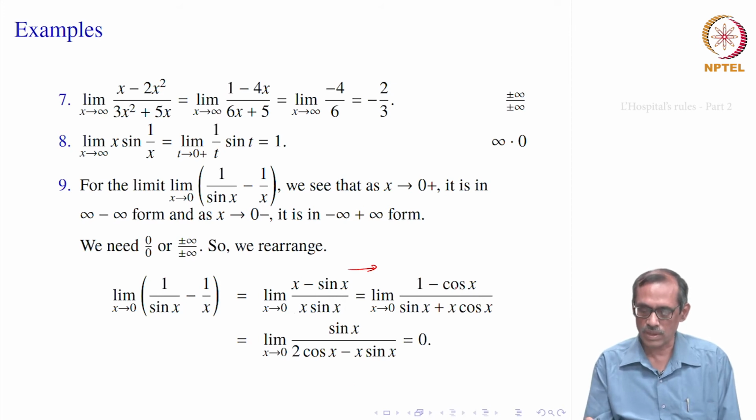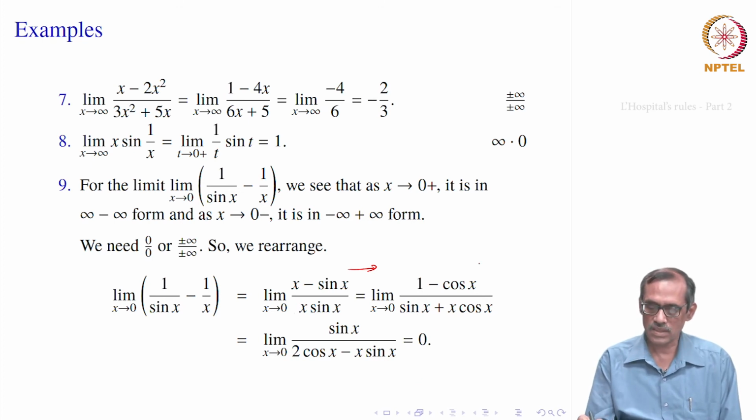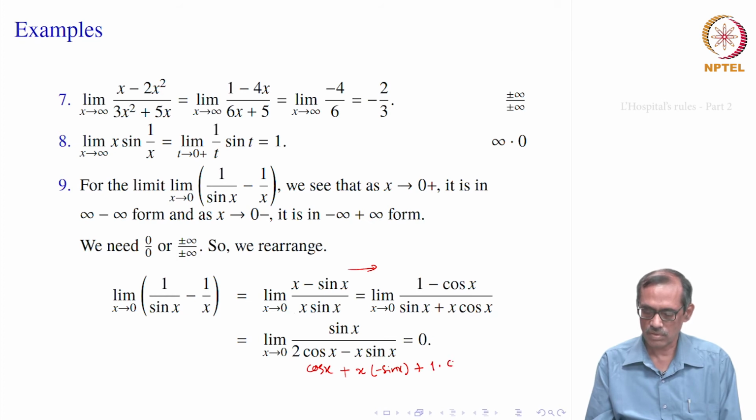Now, when x goes to 0, its numerator goes to 0, right, because cos x goes to 1, and the denominator also goes to 0. Therefore, you can apply L'Hopital's rule once more. So, minus cosine x gives you derivative as sin x, and this sin x gives cosine x, and x cosine x again you apply product rule. So, that gives plus x into derivative of cosine x plus derivative of x into cosine x.